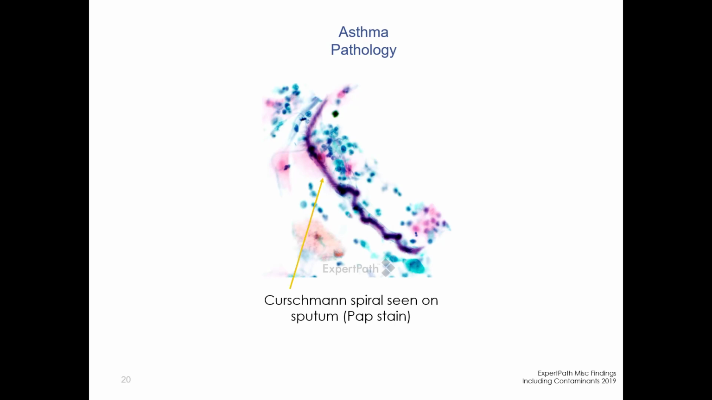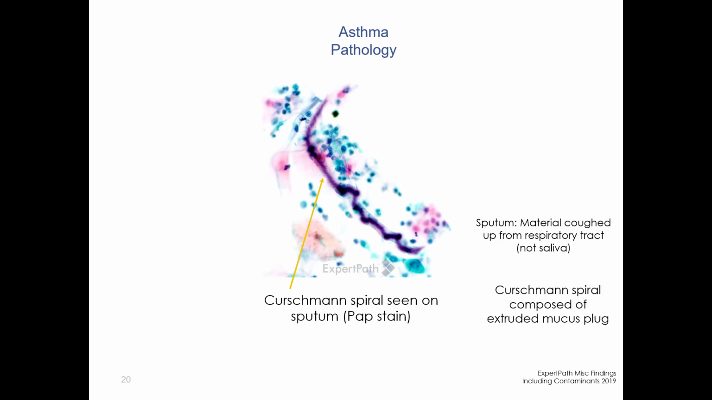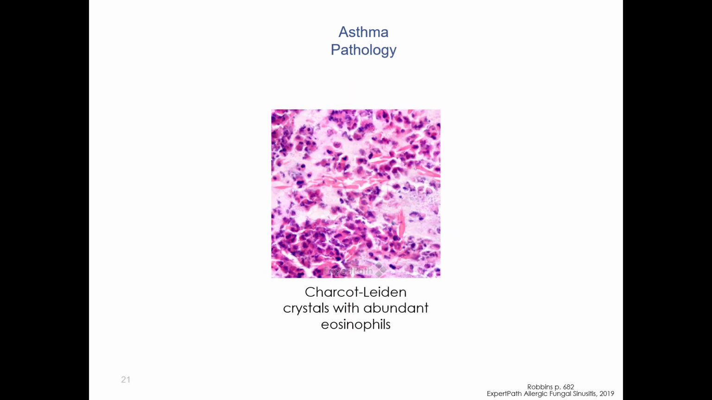You can see it right here. Sputum is material which is coughed up from the respiratory tract and does not refer to saliva. The Curschmann spiral is, of course, composed of the extruded mucus plug. Another thing you will occasionally hear about are Charcot-Leyden crystals. Charcot-Leyden crystals are composed of an eosinophil protein called galectin-10.